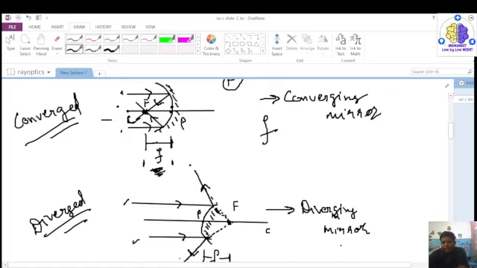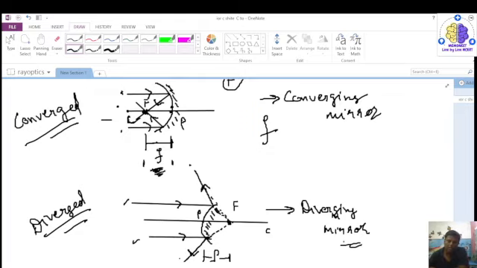So till now, what we have seen is how the spherical mirrors are formed. Center of curvature, radius of curvature, principal axis, principal focus, and your pole, aperture, and focal length, right? And we also saw that the concave mirror is known as converging mirror, and convex mirror is known as diverging mirror, right?